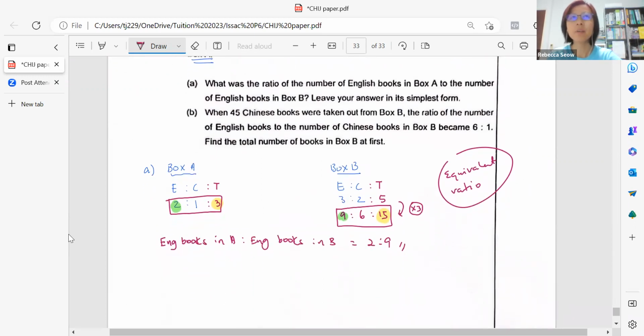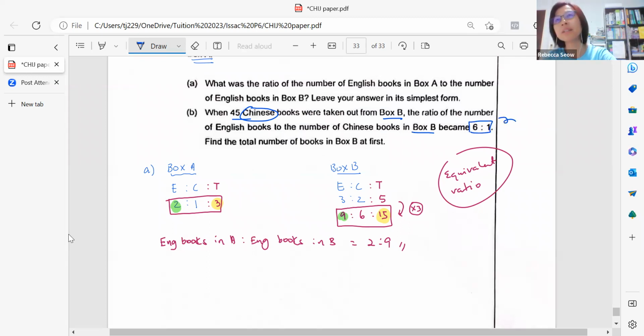Subsequently, when 45 Chinese books were taken out of B, the ratio of the number of English books to the number of Chinese books in box B became 6:1. Find the total number of books in box B at first. Okay, let's look at what's the keywords here. 45 Chinese, not English, but Chinese books were taken out from box B. The ratio of English to Chinese in B became 6:1.